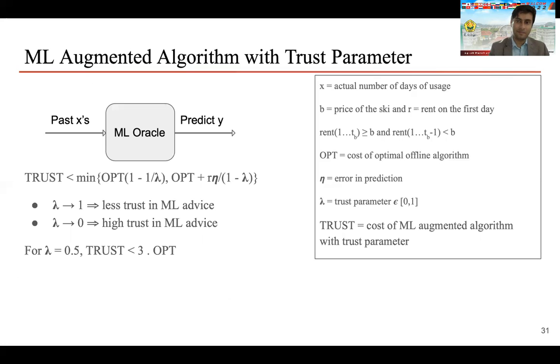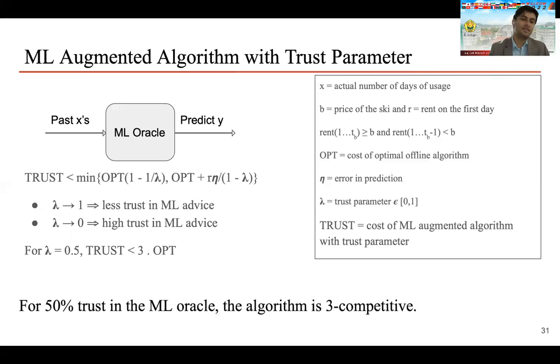Necessarily, what the trust parameter lambda represents here is, if it approaches 1, let's say, that means we have less trust in the ML advice. And if it approaches 0, that means we have high trust in the ML advice. Also, in an average case where we have set lambda as, let's say, 0.5, the cost the algorithm pays is 3 times OPT. That means for 50% trust in the ML oracle, the algorithm is 3 competitive.